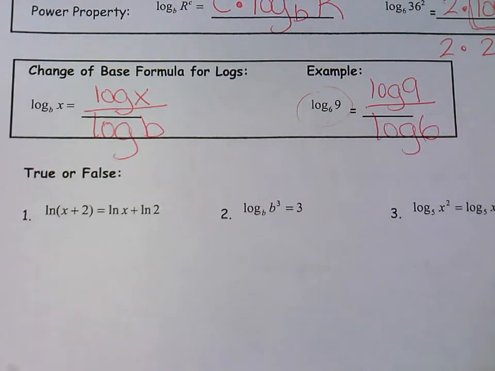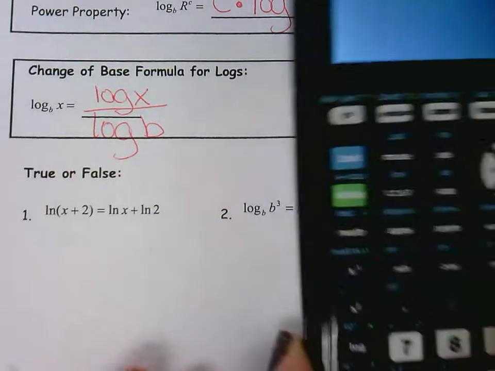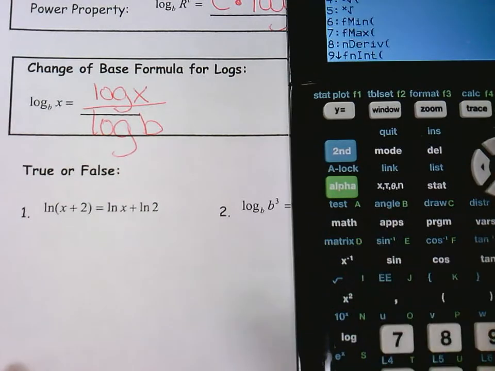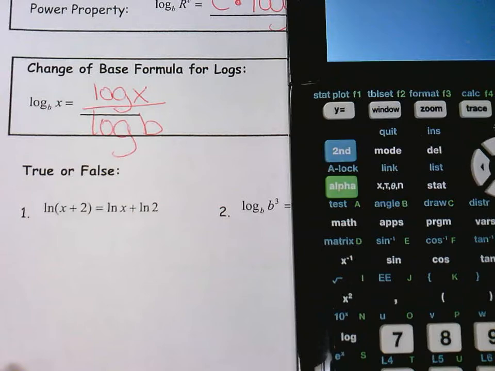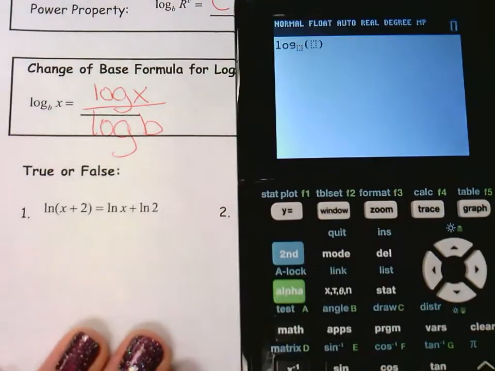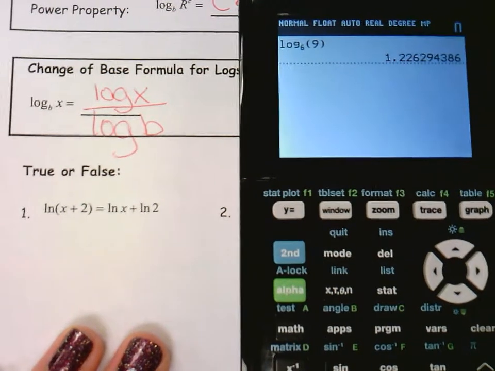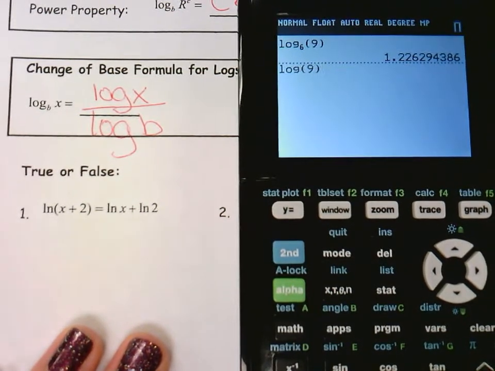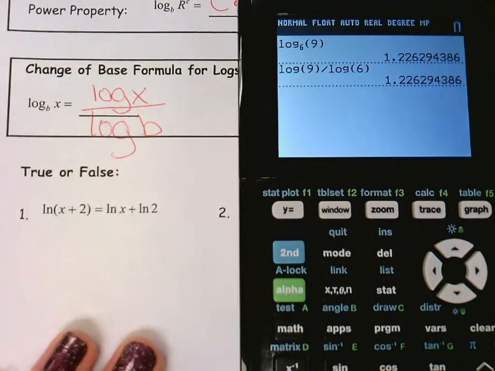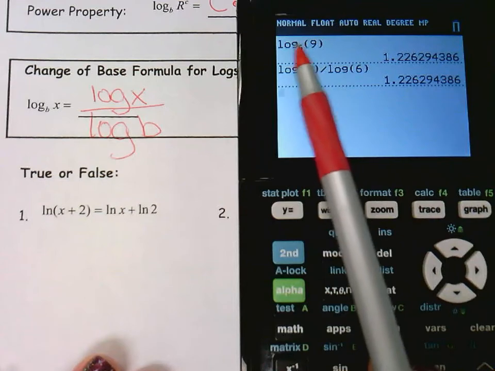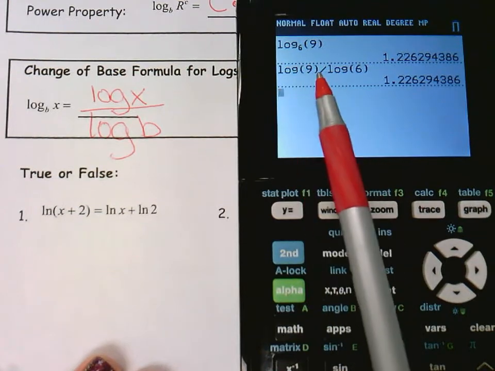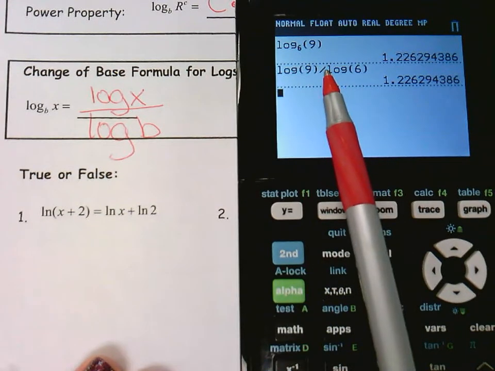So if I'm just doing the math key log base, the log base 6 of 9, 1.23. And then if I just try the log of 9 divided by the log of 6, I get the same answer. So I'm able to do this fancy calculation on a scientific calculator or my phone. That kind of makes sense?